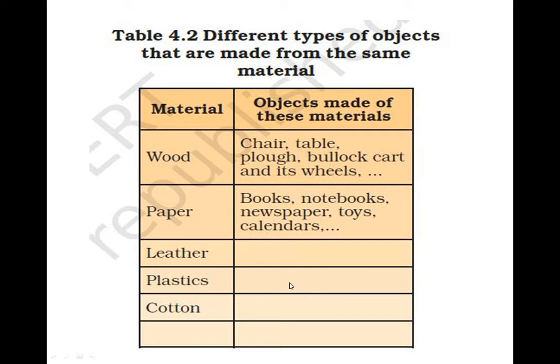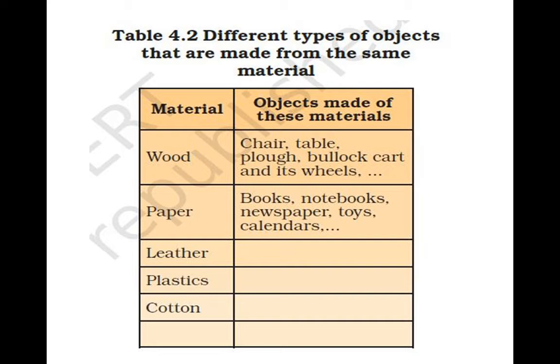Then leather. So from leather, which objects can we make? For example, shoes, then belt, wallet. These things I can write here. Means wallet, shoes, belt. These objects I can make from leather material. Then plastic. So many things we can write here, because just see around you, many things are made up of plastic.